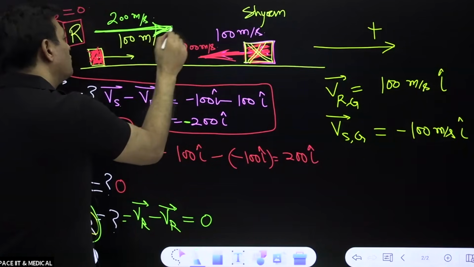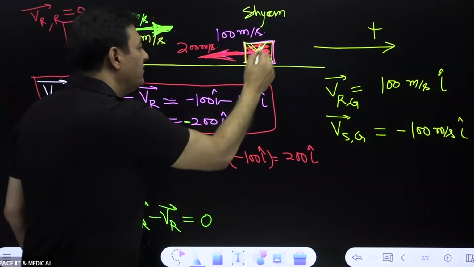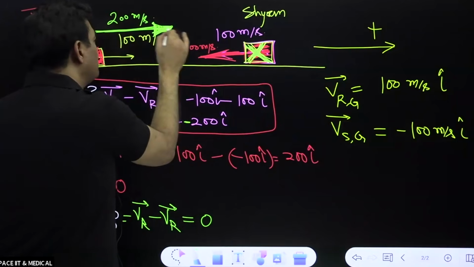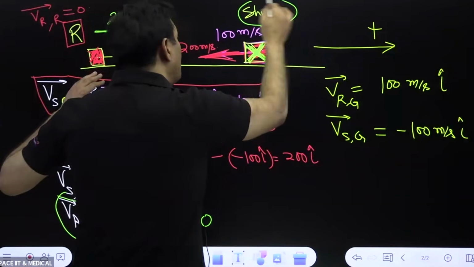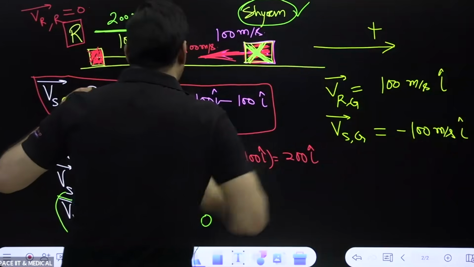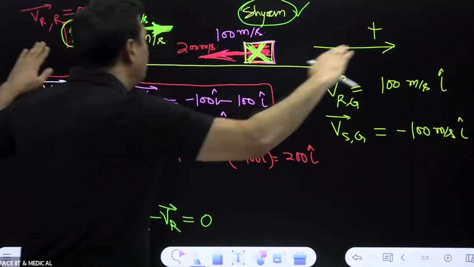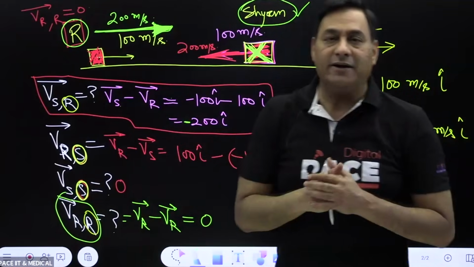Okay. We understood this simple thing. He feels about himself, he is at rest. He feels Ram is moving with 200 meters per second, and this is the observer Sham, how he is feeling, his brains. This is how Ram is feeling. And this 100 is what we are feeling. Okay. We got this clarity.